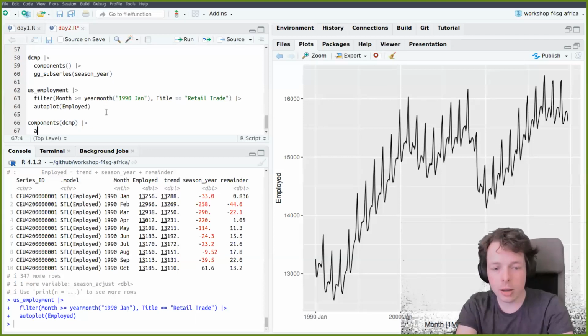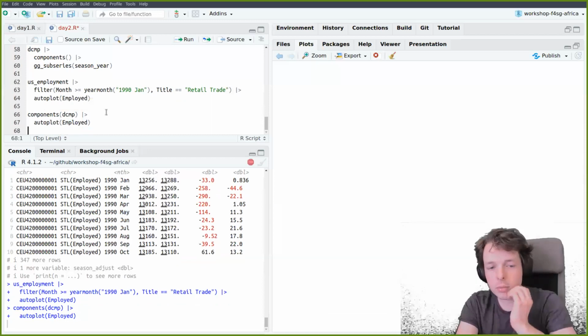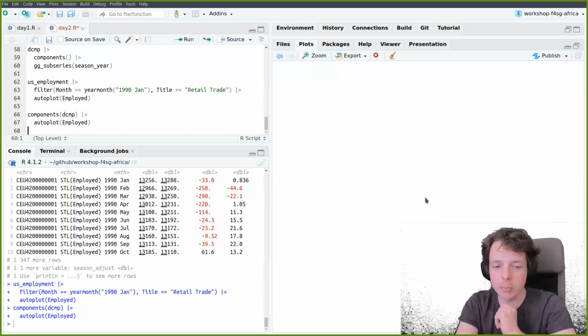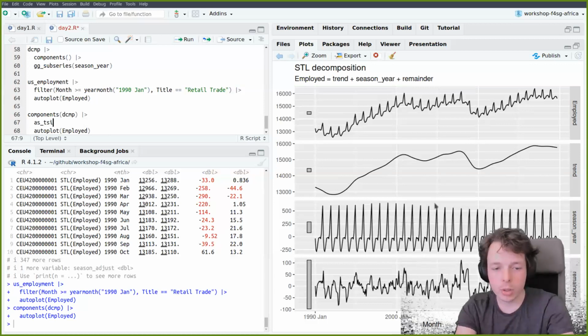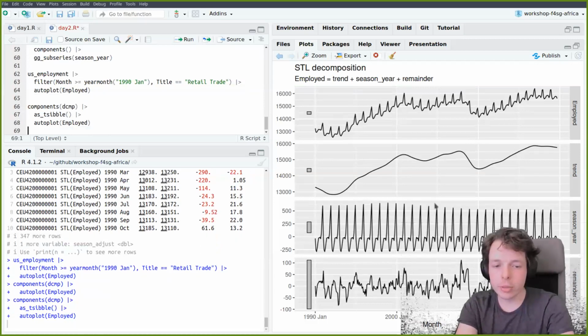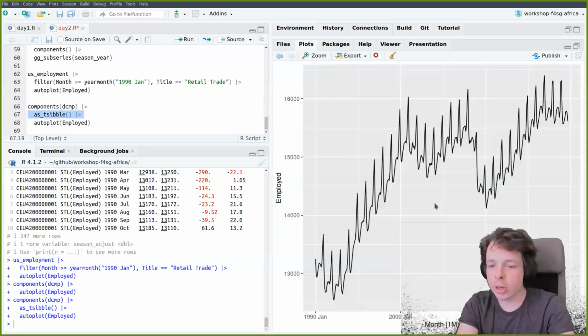Alternatively, we can start from the components and autoplot employed, which will give us a decomposition plot. But if you want a regular time series plot, you can drop the decomposition part and convert it to a tibble. So now we get the plot of my data.